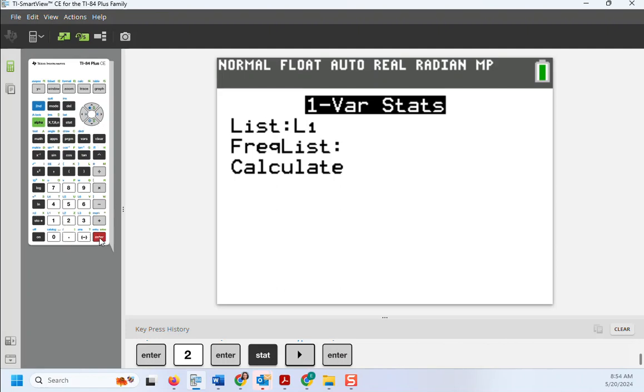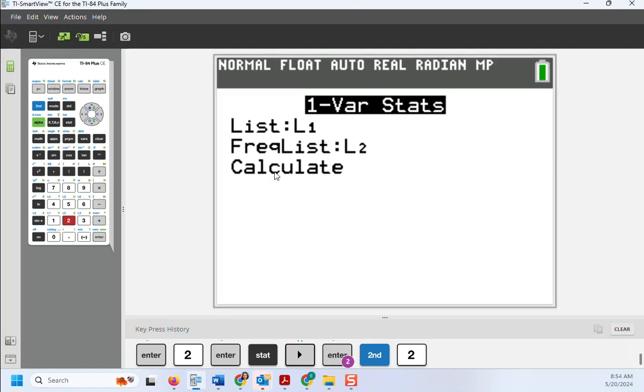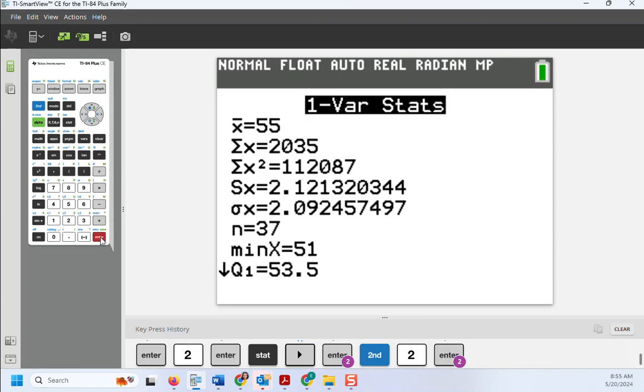So we're going to press enter for list 1, and then frequency list, it's in blue above the 2 button. So to get L2 there, you have to press second 2. And then it says L2. So the frequency list just tells you how many times each height is recorded. Does anybody want to see that again, how to get the list 2 there? I pressed second and the number 2, and that gave me list 2. Then you can press enter and enter.